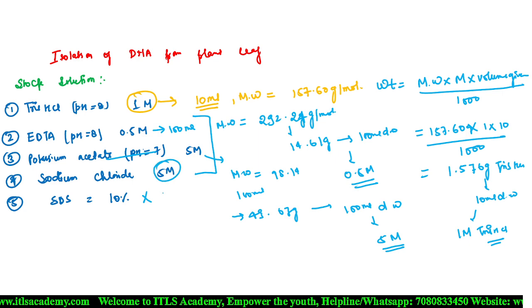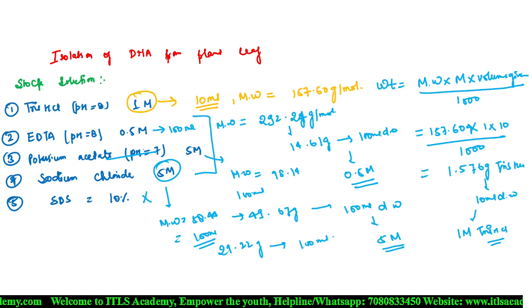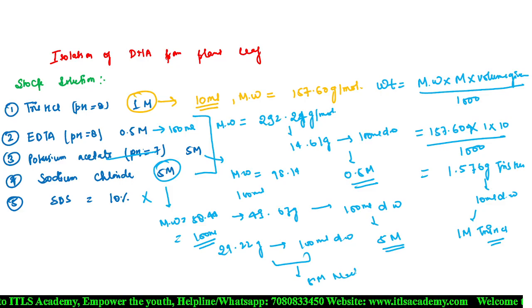The last one is your sodium chloride, whose molecular weight is 58.44 and the volume will again be 100 ml. Then what you have to do? Put all these values into the formula. That is 29.22 grams, which will be dissolved into 100 ml of distilled water. Then we get 5 molar of sodium chloride.